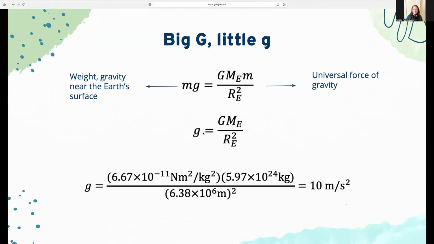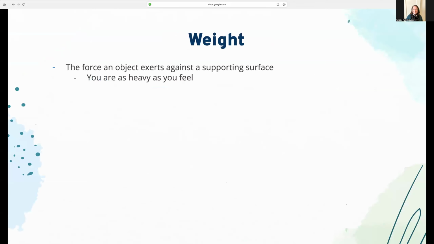So I know this slide is overwhelming, but again, we've actually been working with this half of it and little g itself, and this is just interesting. It shows us where this came from.